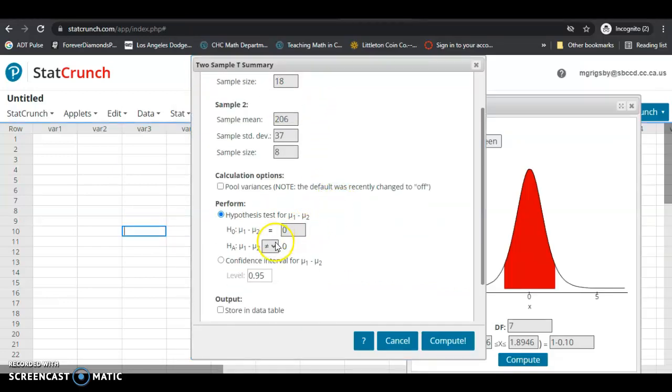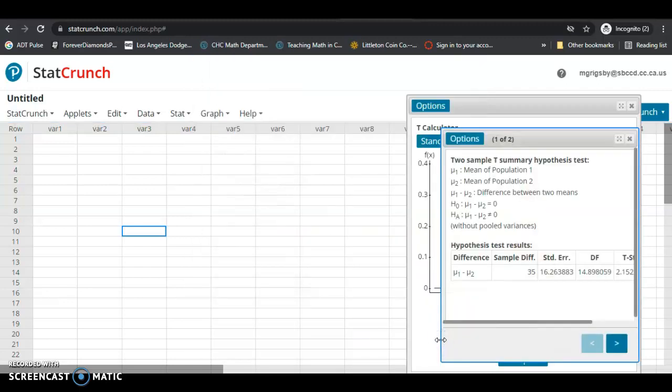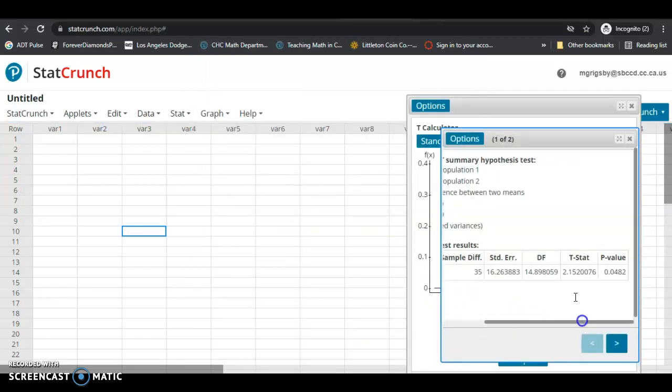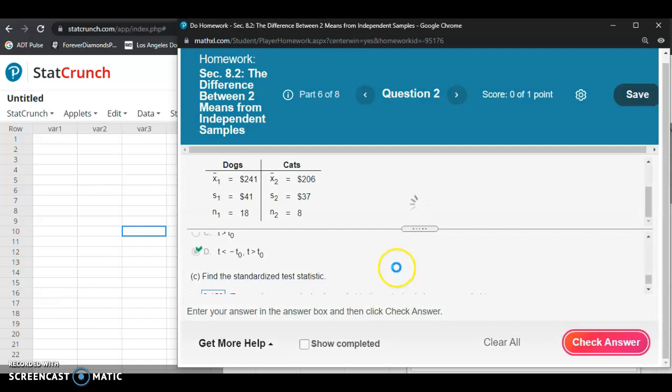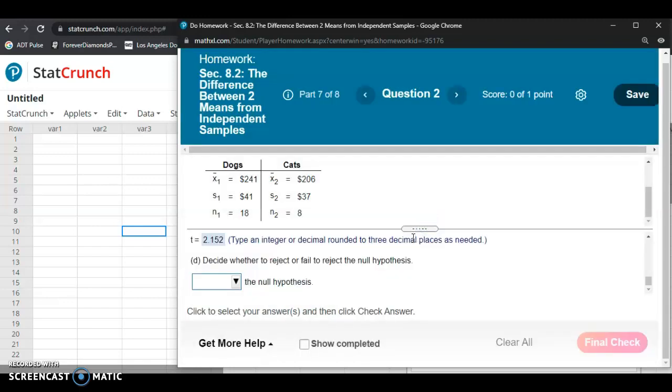Then you select the appropriate symbol in the alternative hypothesis, which is not equal to. Unfortunately, you can't change this symbol. It's always going to be equal to. We're going to click Compute. We're looking for the T-stat, which is our test statistic, so 2.152. Enter it rounded to 3 decimal places. And we'll continue with this example in the next video.